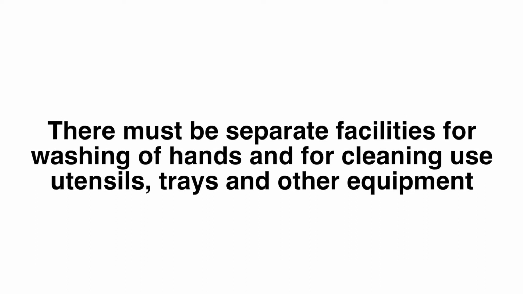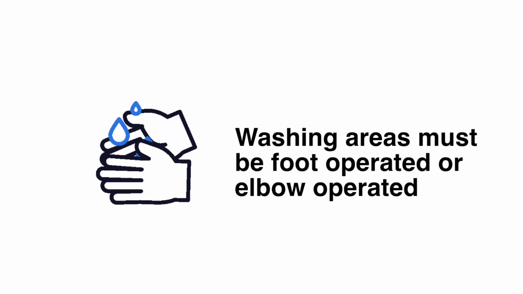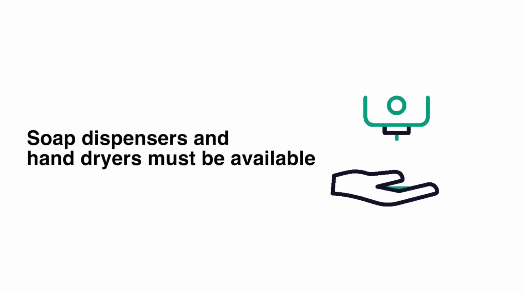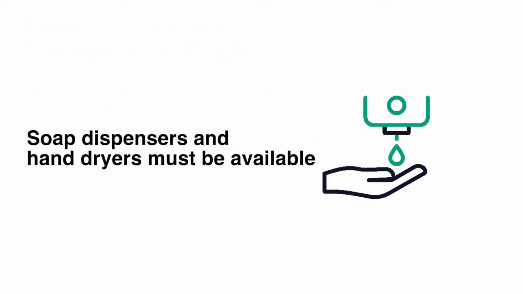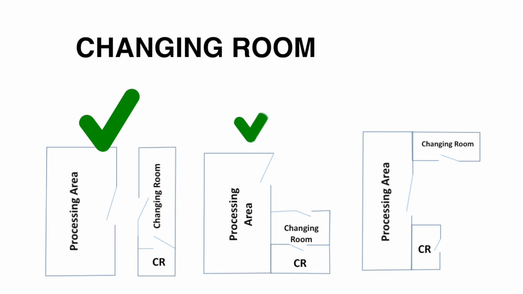Furthermore, there must be separate facilities for washing of hands and for cleaning used utensils, trays, and other equipment. Washing areas must be foot-operated or elbow-operated. Soap dispensers and hand dryers must be available at all times in the washing area. Changing rooms should be connected to the processing area, but properly separated.